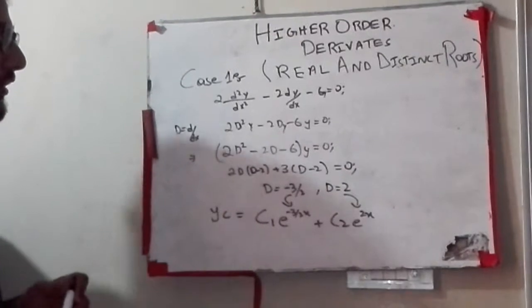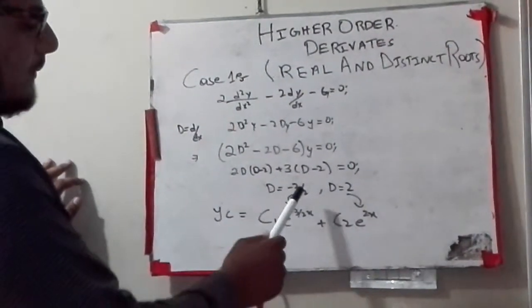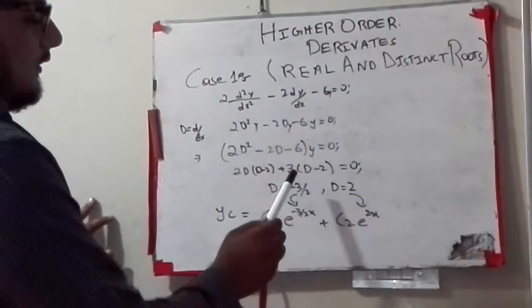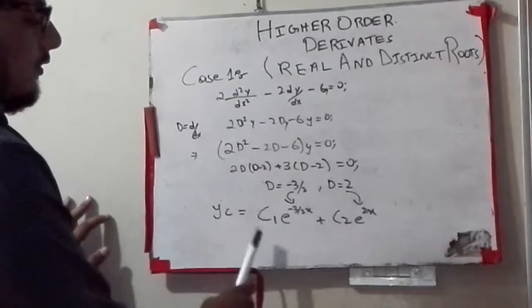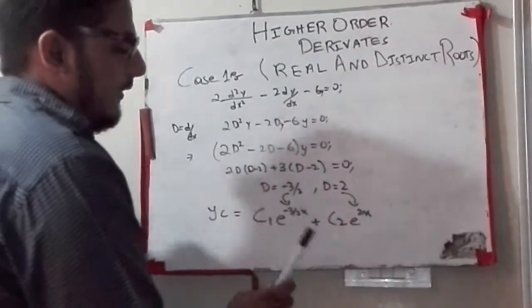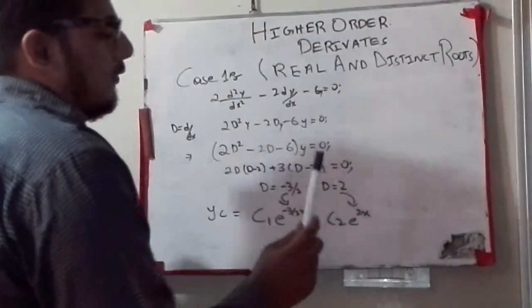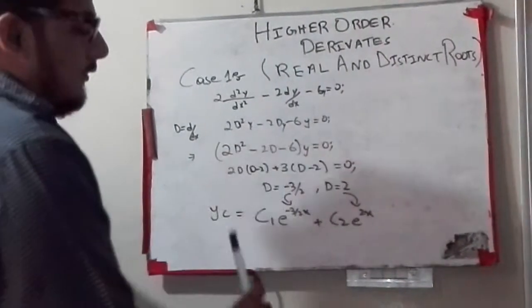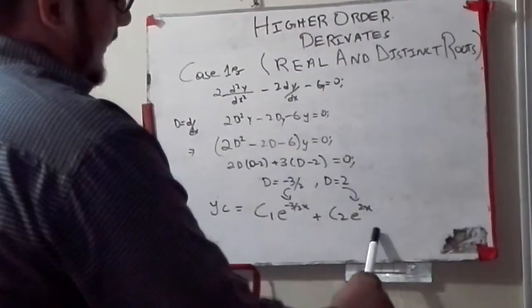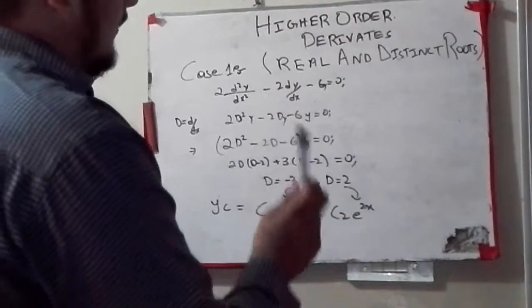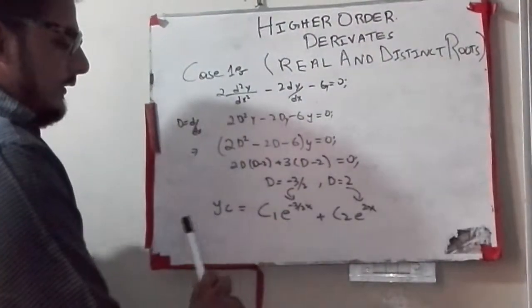So the yc equation would be c1 e to the power minus 3 over 2 x, first constant, first root, plus c2 e to the power 2x, the second root. Now this is the equation for the first case of yc.